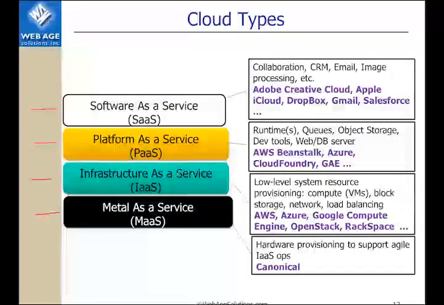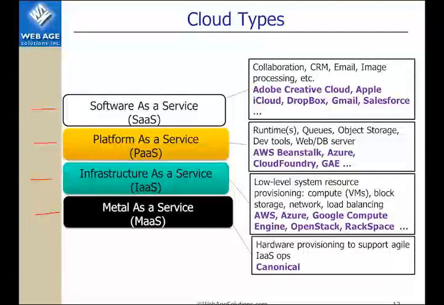Infrastructure as a service is represented by such companies as Amazon Web Services or AWS, Azure from Microsoft, Google Compute Engine. Google joined infrastructure as a service recently, 2 or 3 years ago. They were represented on the platform as a service segment. OpenStack or Rackspace. OpenStack is an open source cloud, and many people build their on-premise cloud-like solutions and deployments using OpenStack.